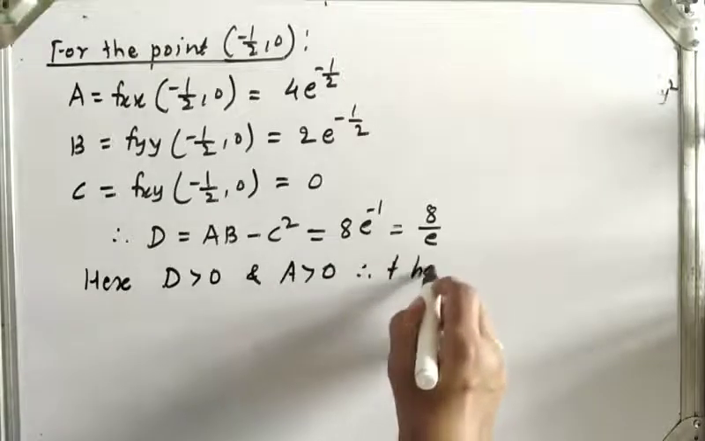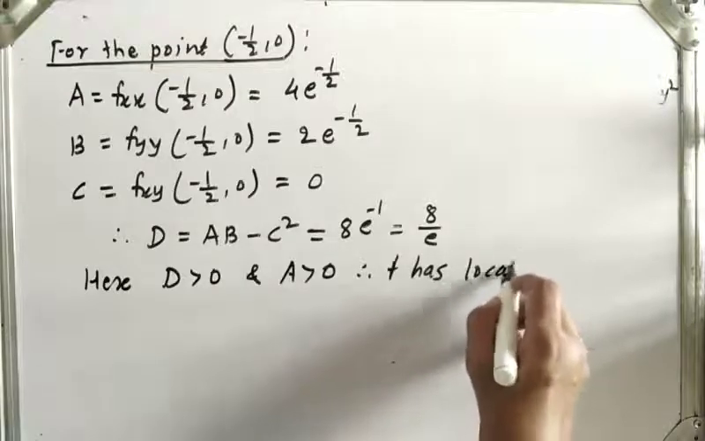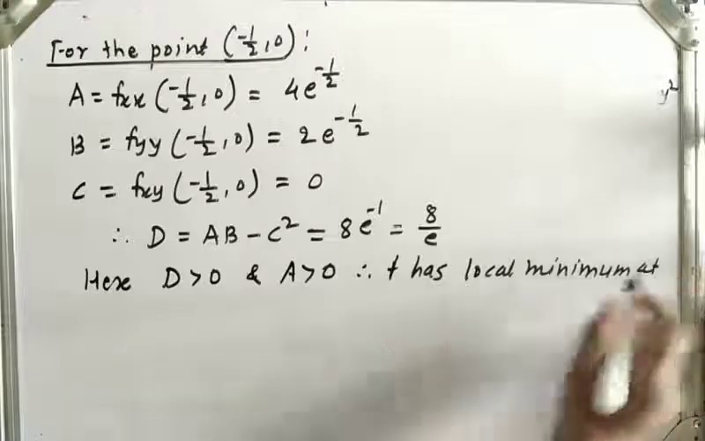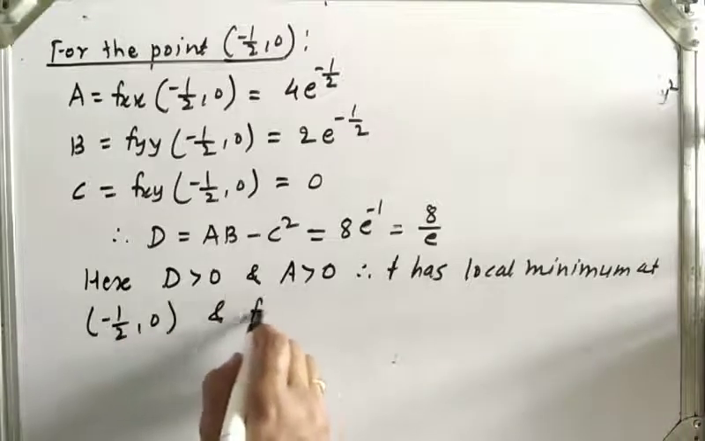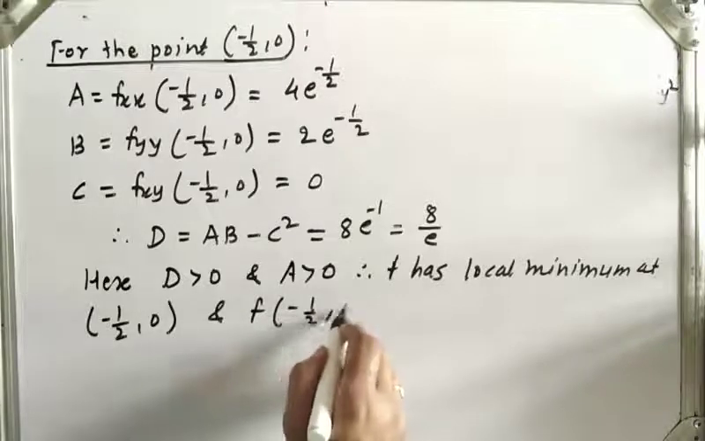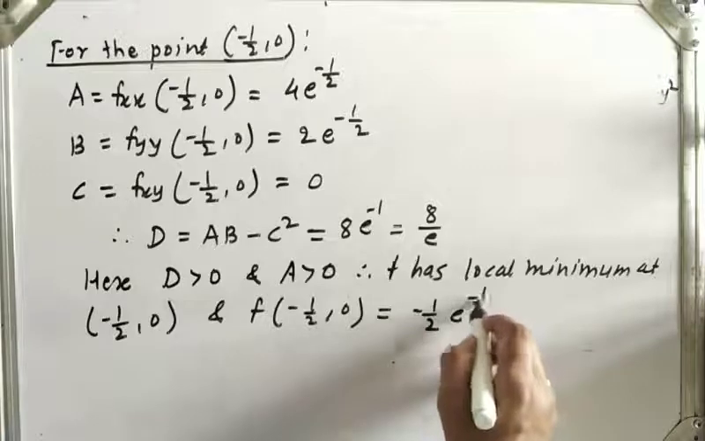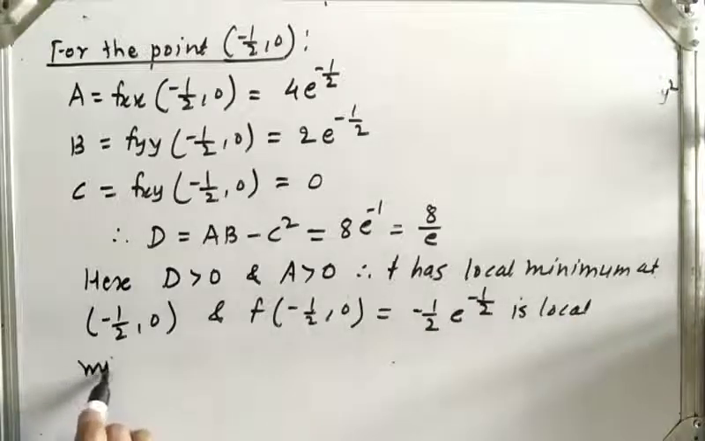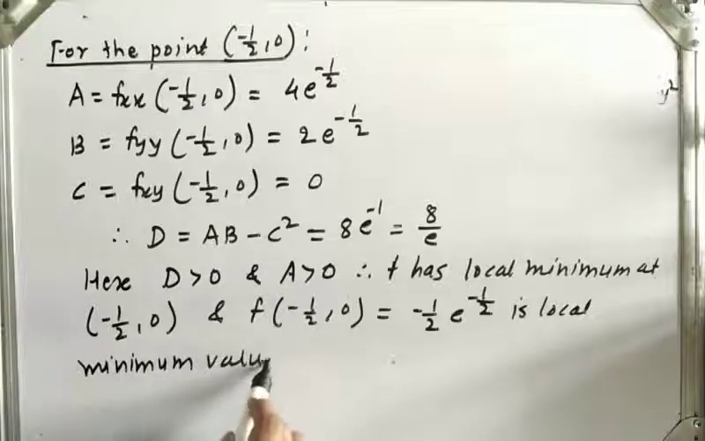Therefore, since a is greater than 0, f has a local minimum at the point (minus 1/2, 0), and that value is f of (minus 1/2, 0). That value is minus 1/2 e raised to minus half, which is the local minimum value. You can check it. This is the local minimum value.